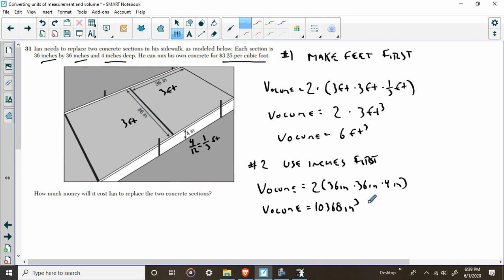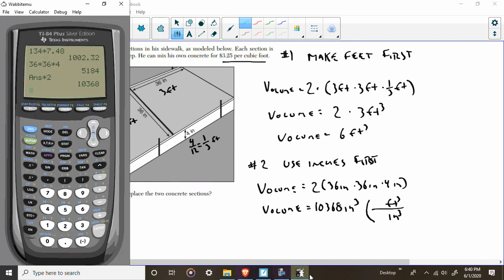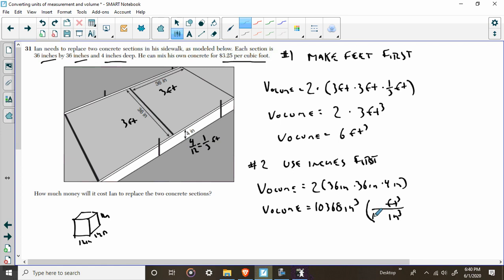Now, you got to be careful. How many inches cubed make a foot cubed? Well, don't forget, a foot cubed is actually 12 inches by 12 inches by 12 inches. So 12 times 12 times 12 is going to be 1,728. So 1,728 cubic inches is equal to 1 cubic foot.